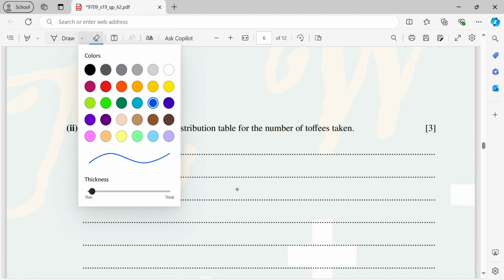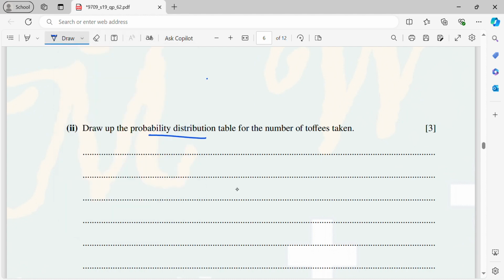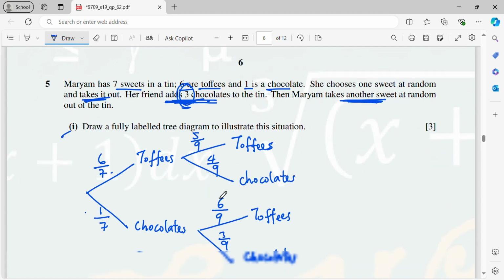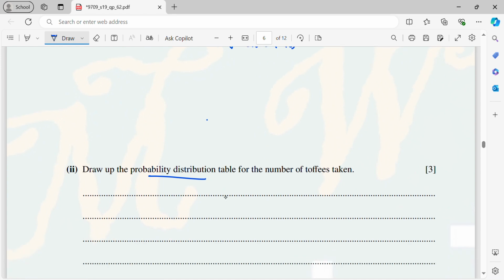Now part 2, draw up the probability distribution table for the number of toffees taken. Okay, so for the number of toffees taken, it means that actually she took once, and then once her friend added 3 chocolates, she took another 1. That means now the maximum number of toffees that can be taken will be 2.